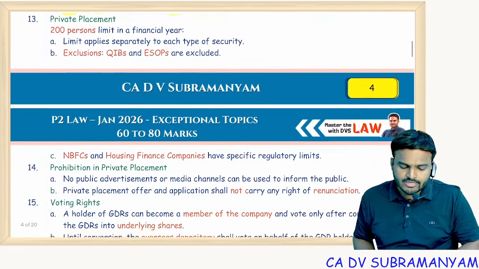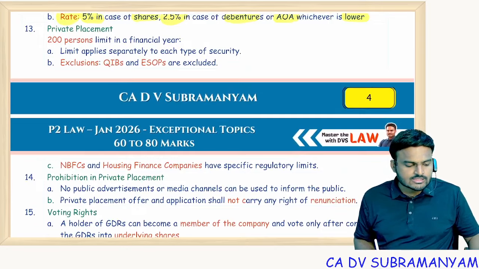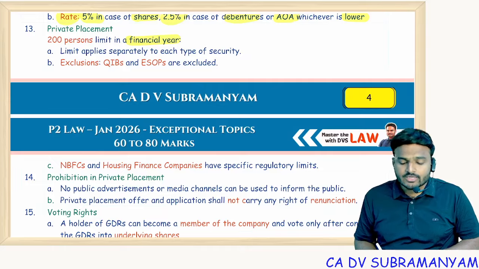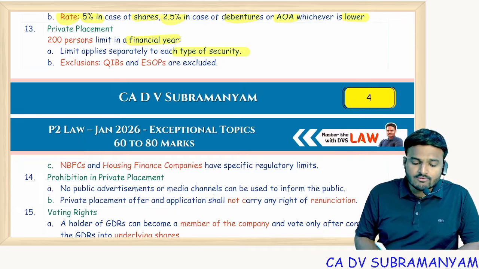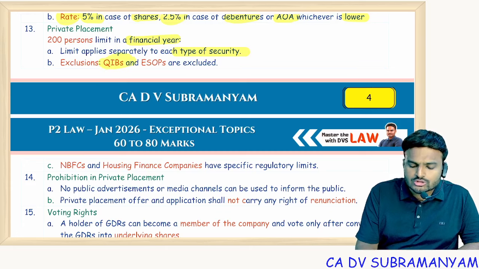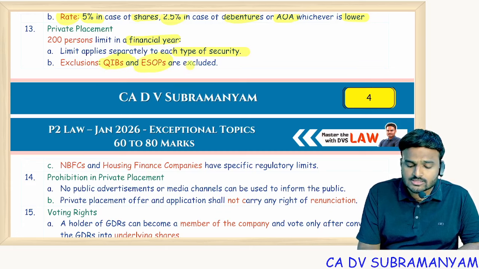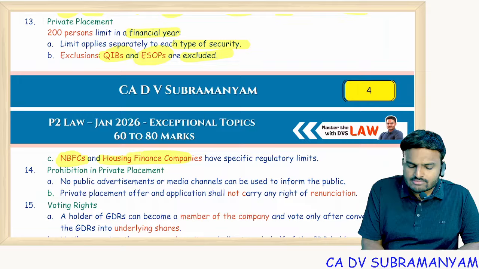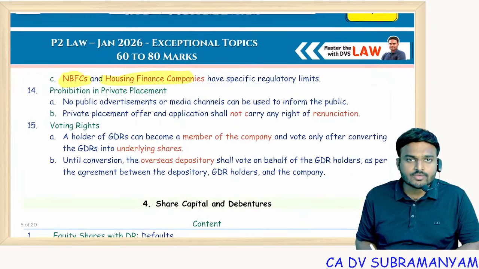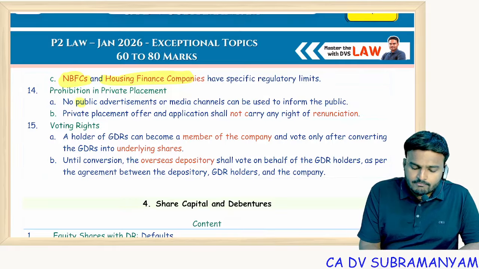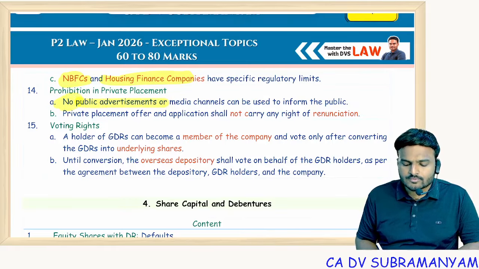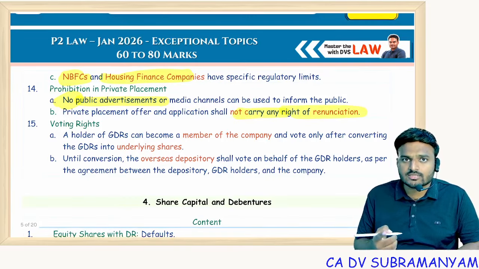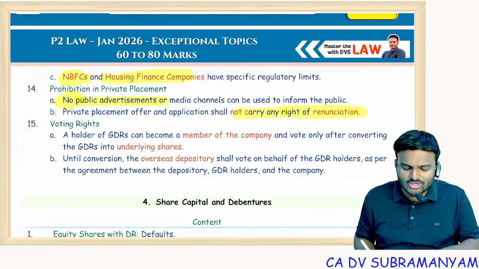Clear? Private placement, count is 200 persons per financial year, that too per security. Limit applies to each type of security. While counting these people, qualified institutional buyers and employees covered under ESOPs, employee stock options, are excluded, and these limits are not applicable to NBFC companies, housing finance companies. In the entire private placement, public advertisements not allowed. And private placement should not carry any right of renunciation. If renunciation is there, that is not a private placement, deemed to be public offer.